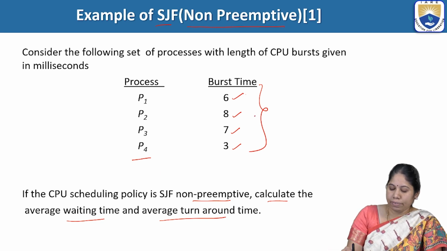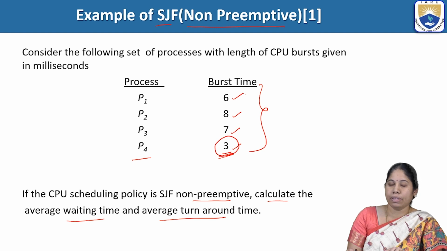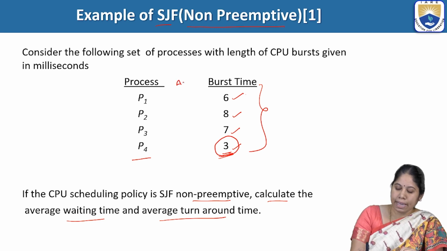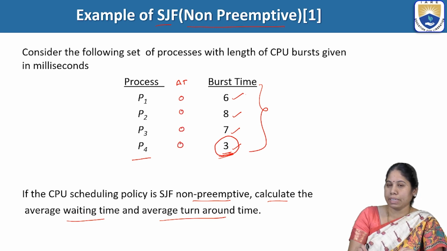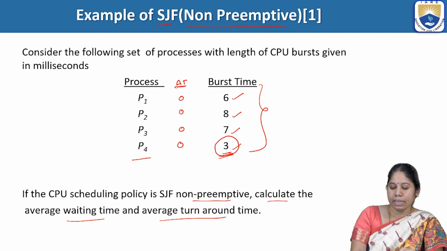Now out of all the processes, P4 is having the smallest burst time, right? Here in this problem, we are assuming the arrival time of the processes. All processes arrived at time interval 0. So for all processes the arrival time is 0. We are assuming this for this problem because they haven't given the arrival time, which means that all the processes arrived at time 0.